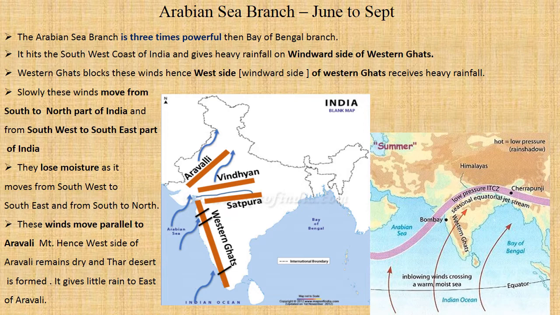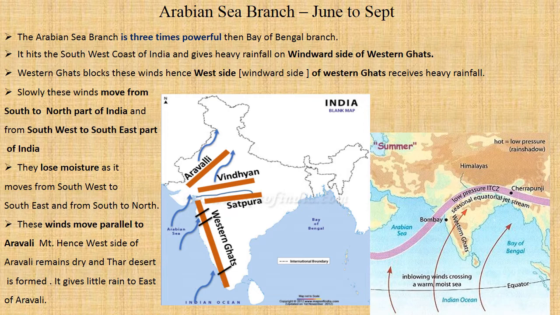The Arabian Sea branch moves from the southern part of our country to the northern part, and from the southwest coast of our country to the southeast coast of the country. Now, when it moves from south to north, it will lose moisture. It will also lose moisture when it moves from southwest to southeast.